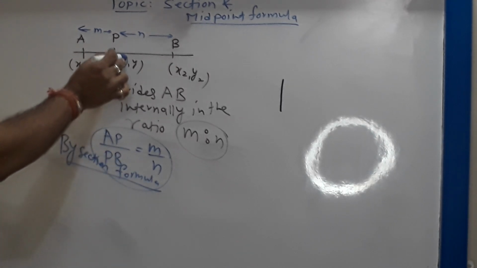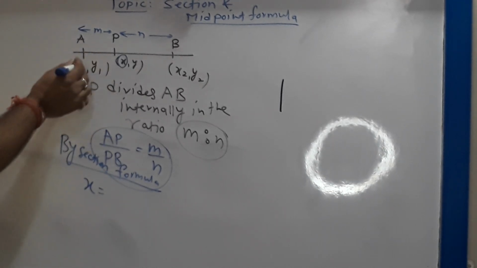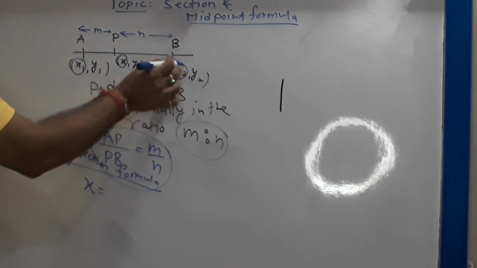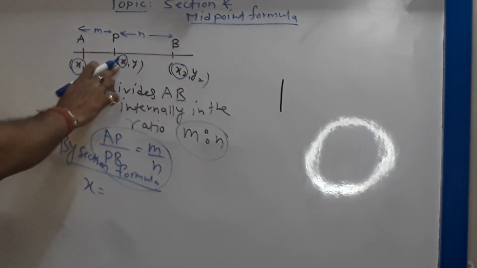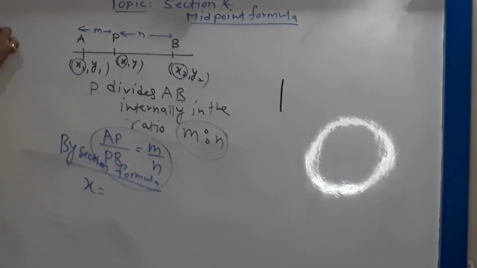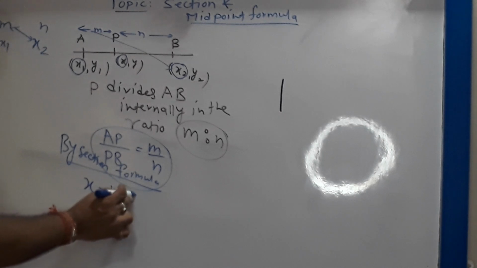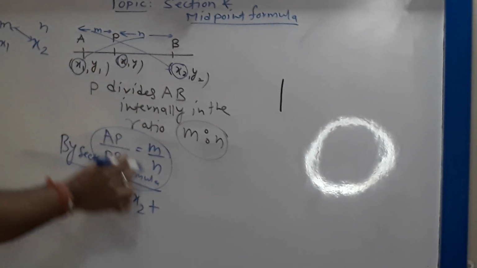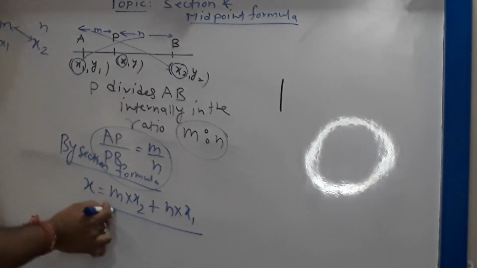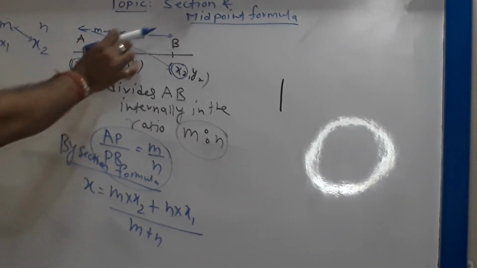What is the first coordinate of P? X. When you take the first coordinate x of point P, you have to consider the first coordinate of both A and B. So you will get m, n, x1, x2. Just cross multiply: m into x2 plus n into x1, upon m plus n. M and n are the ratio in which P divides AB internally.